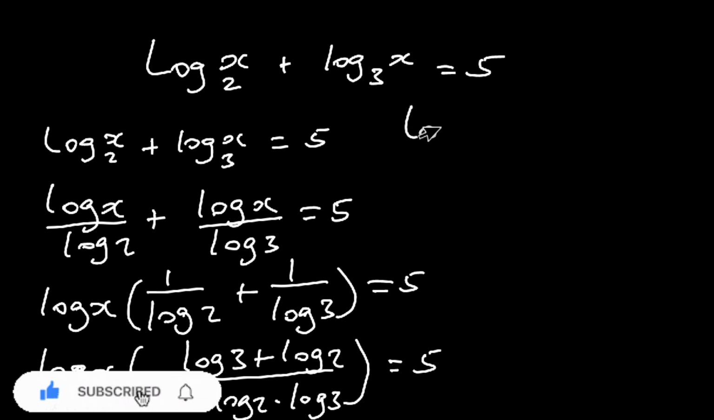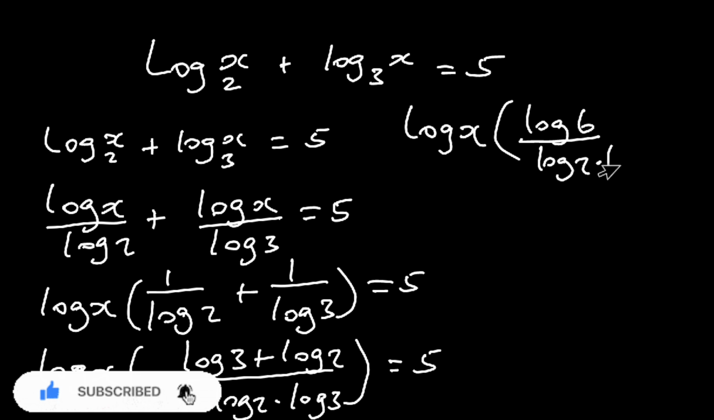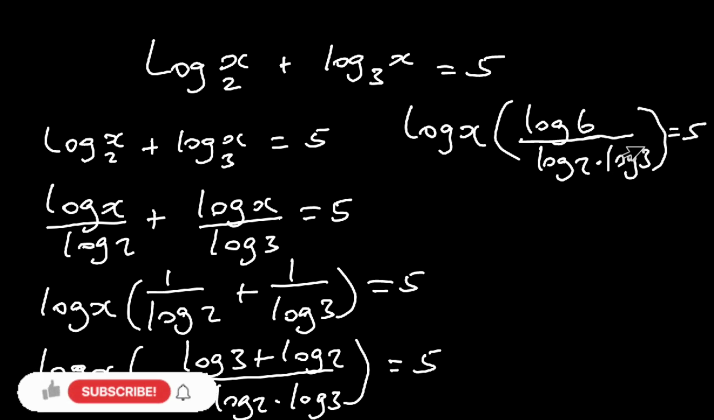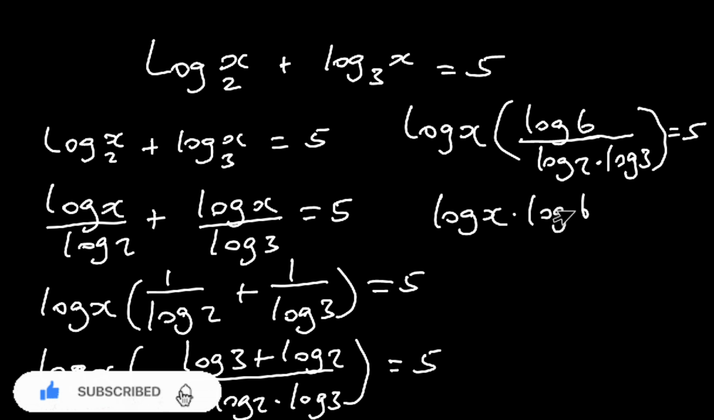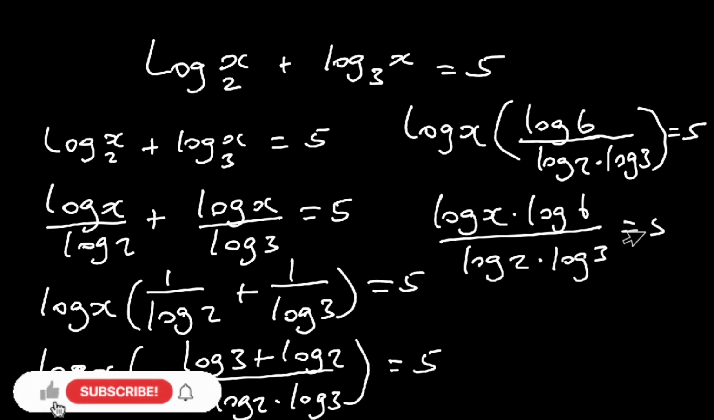And we have log x. Now log 3 plus log 2 can be combined as log of 3 times 2, which is 6. Then we have divided by log 2 multiplied by log 3. All of this will be equal to 5. So let's perform this multiplication. We're going to have log x multiplied by log 6 divided by log 2 multiplied by log 3. Then this will be equal to 5.